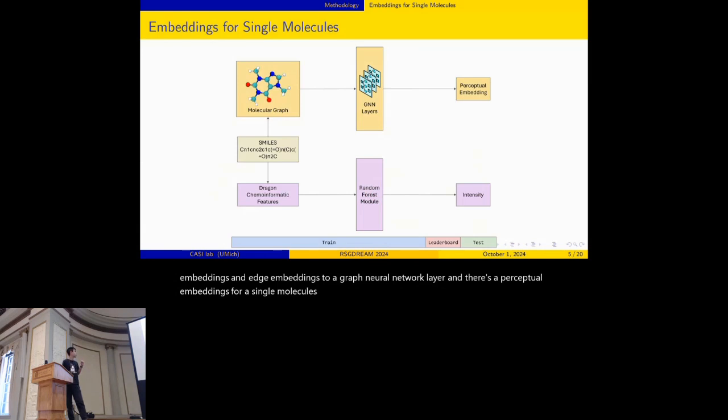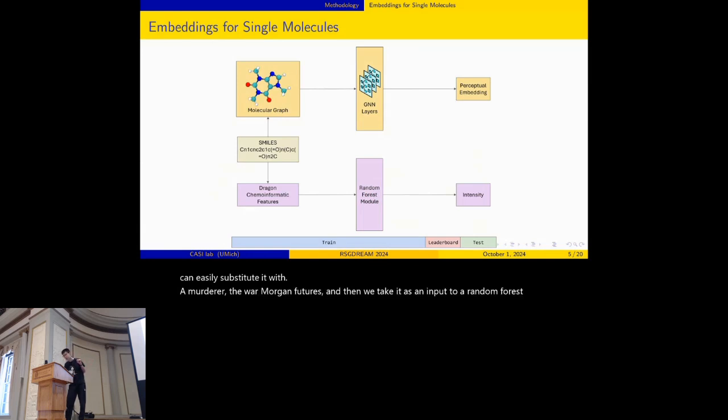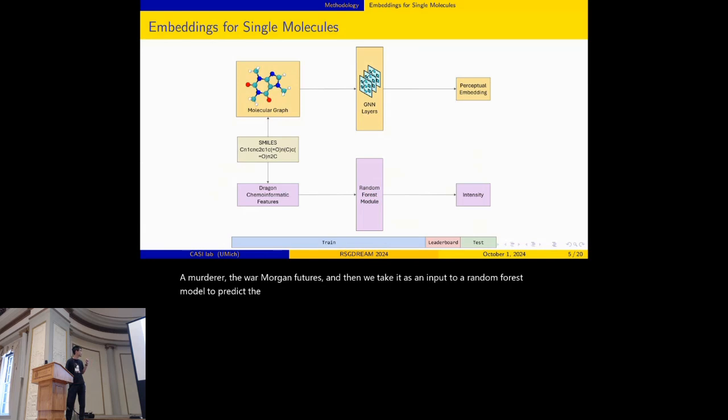And on the other hand, we can use these SMILES to get the Dragon chemoinformatic features. Since Dragon software is not accessible anymore, we can easily substitute it with Mordred or Morgan features. And then we take it as an input to a random forest module to predict the intensity. And for the dataset size, the training set has 500 mixture pairs, and both the leaderboard and test sets consist of around 46 mixture pairs.